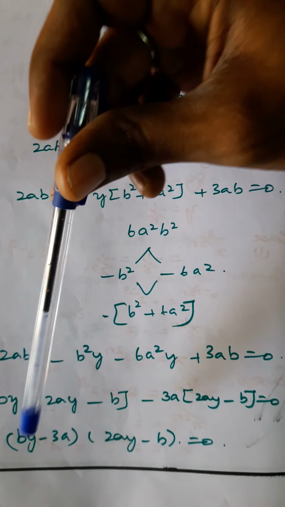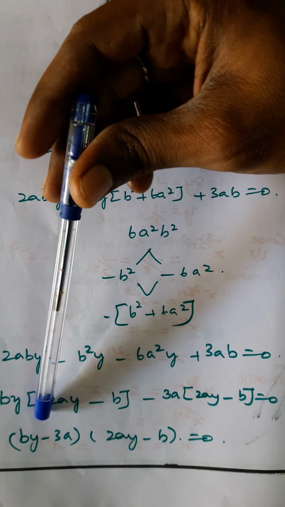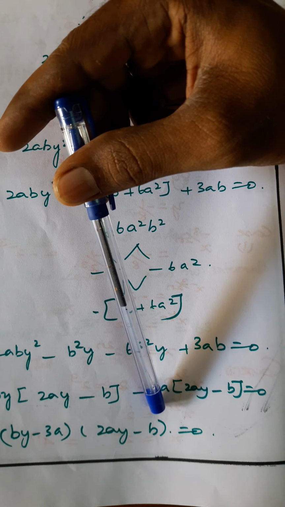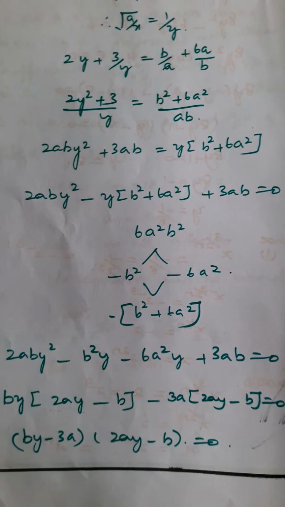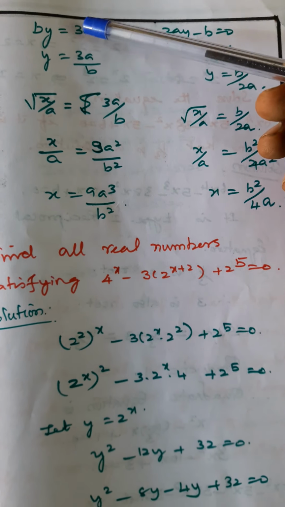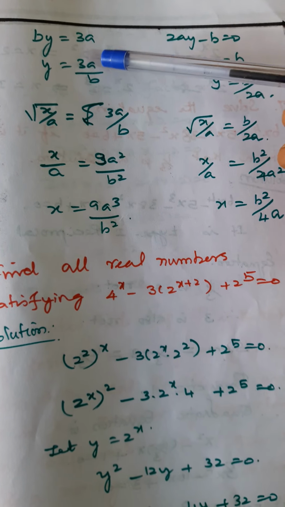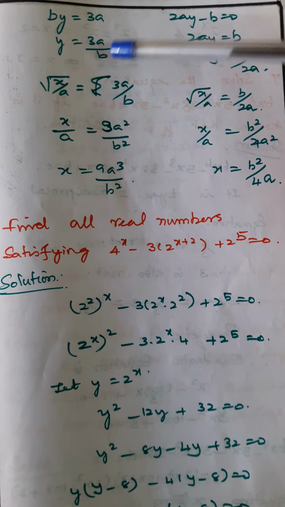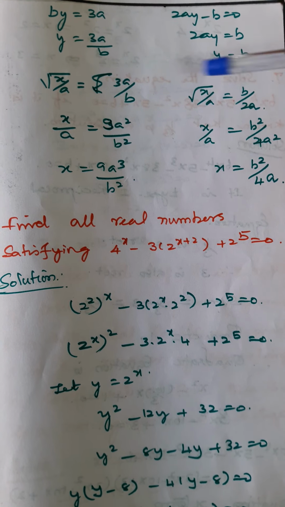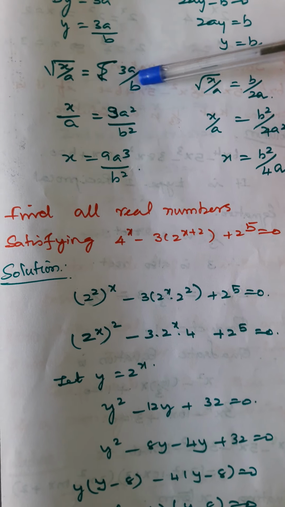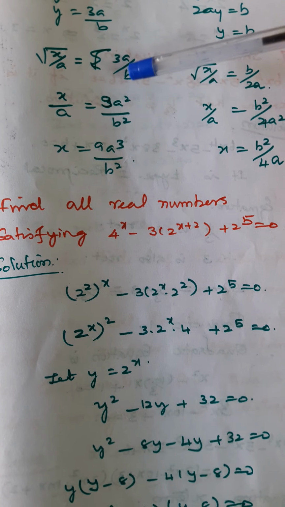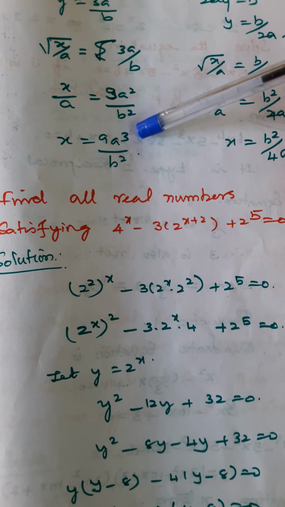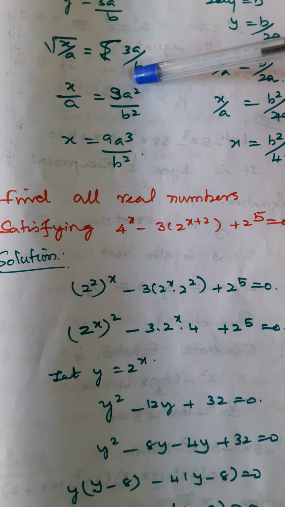So finally your factorization is (by minus 3a) into (2ay minus b) equal to 0. So y can take the values 3a by b and y equal to b by 2a. We have two values. You can equate them with your root of x by a. So x by a equal to 9a² by b². It is x equal to 9a³ by b², taking the a here.